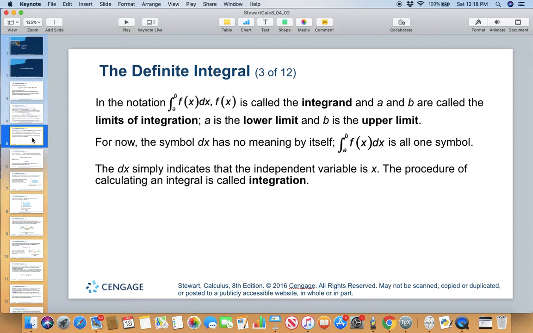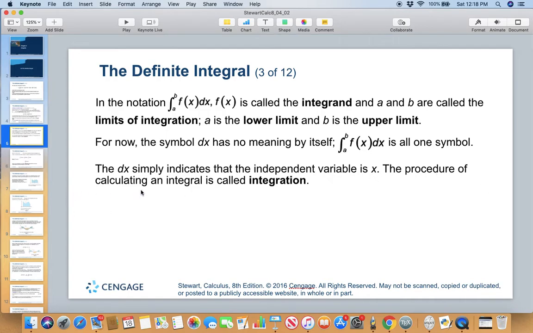All right, next. In the notation integral a to b f(x) dx, f(x), that is the object inside, is called the integrand, and a and b are called the limits of integration. a is the lower limit, b is the upper limit. For now, the symbol dx has no meaning by itself. This is all one symbol. The dx simply indicates that the independent variable is x.